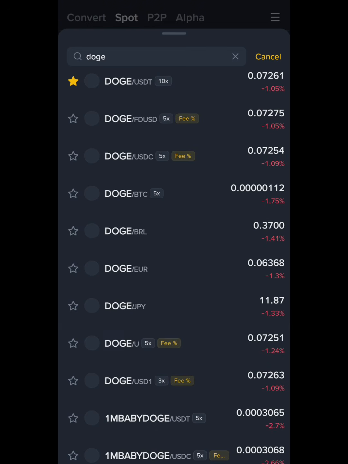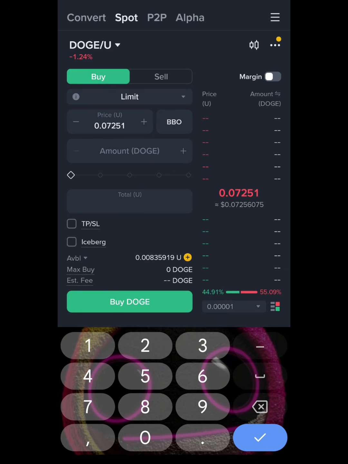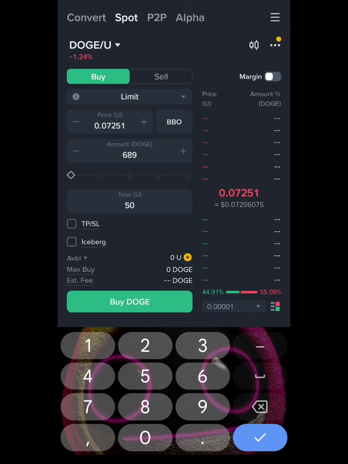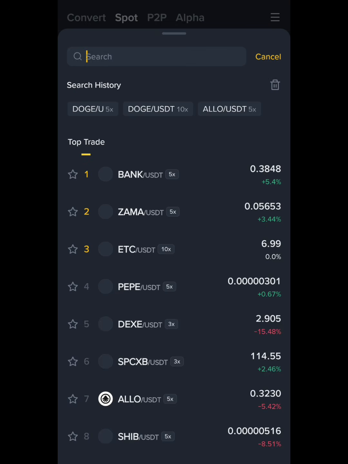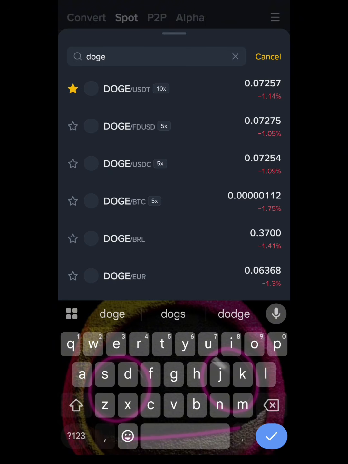So talking about capital, if you're using like $50 here, we won't be making any money. Let me just tell you that for a fact. If you're using like $50 from this particular one, we won't be making any money. So with $50, you'll be getting 689 Doge. So let's go back and go to the highest Doge where we see the price difference, right? Let's go to the highest, which is, let me check, FDUSD, right?